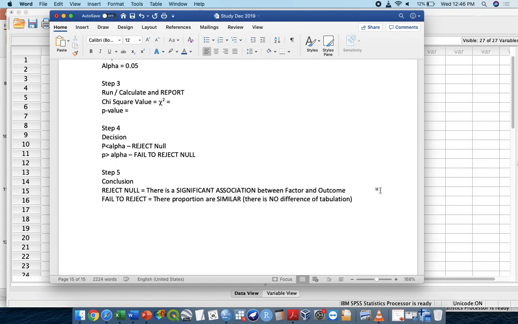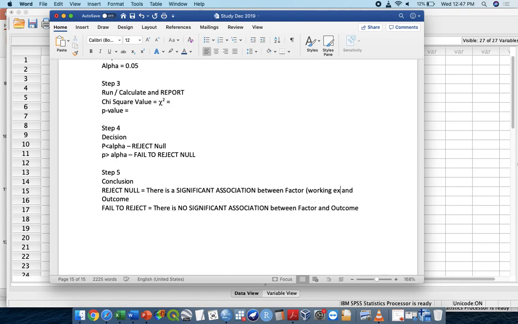What is our factor? What is our outcome? Please explain it in your own manual. I'm just going to say factor and outcome so that you can use these particular words for your particular study. And if you fail to reject your null hypothesis, there is no significant association between factor and outcome. In this particular case, your factor will be your working experience, and your outcome will be your level of knowledge.